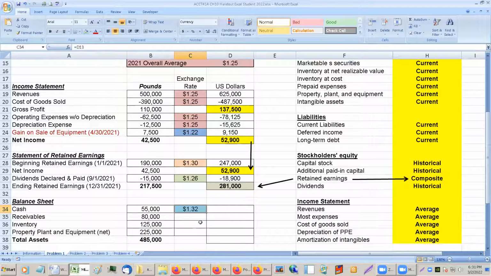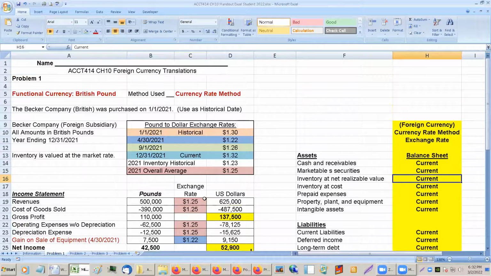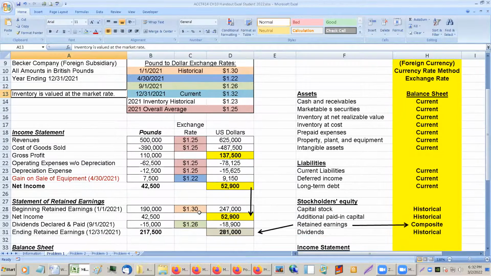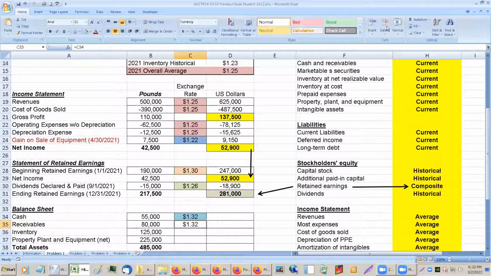Okay. So these are pretty much everything. Now, the inventory, talk about that for just a minute. It is possible that the inventory would go in at a different rate, but virtually always it's going to be at the market rate.